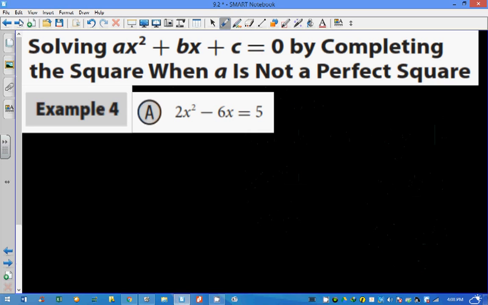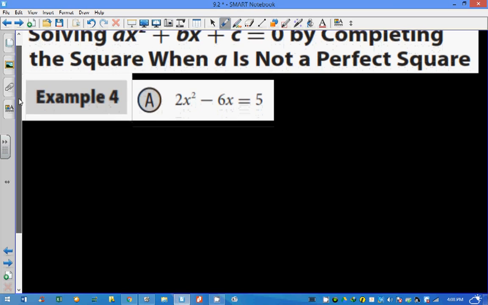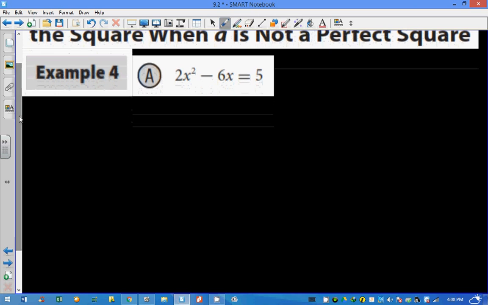So the last subtitle is solving ax squared plus bx plus c equals 0 by completing the square when a is not a perfect square. So when a is not a perfect square, guys, we must multiply by a certain number which will make a perfect square. For instance, a value on this equation is 2. And which number should be multiplied to get the perfect square? Multiply by 2, it will be 4.